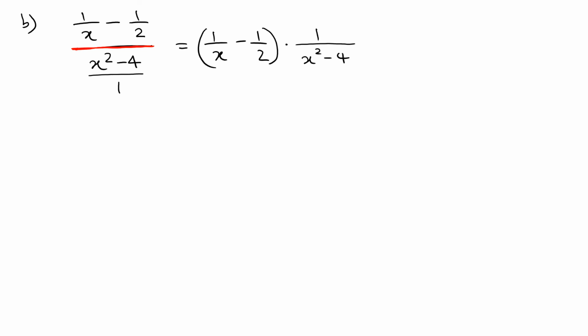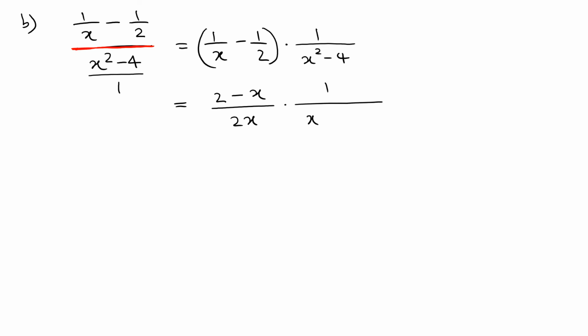You can see that we flip over the fraction: in the first one we have x squared minus 4 divided by 1, and now we have 1 over x squared minus 4. That's the easy way to think about it. Now we can simplify the first expression. This is like a fraction subtraction, so we can use a shortcut with cross multiplication. It's going to be 1 times 2 minus 1 times x, divided by the product 2x.